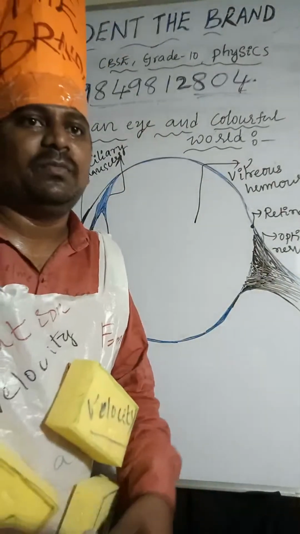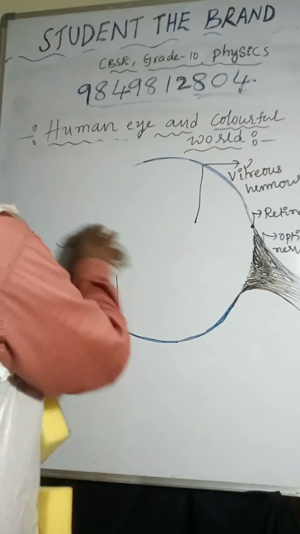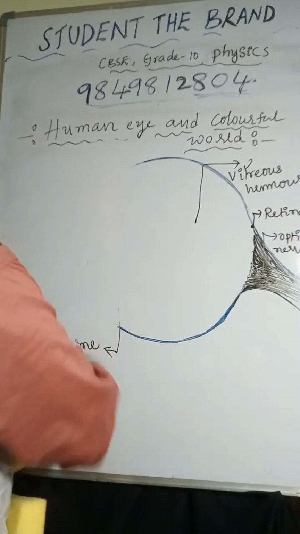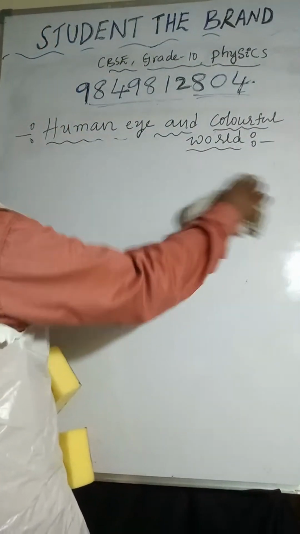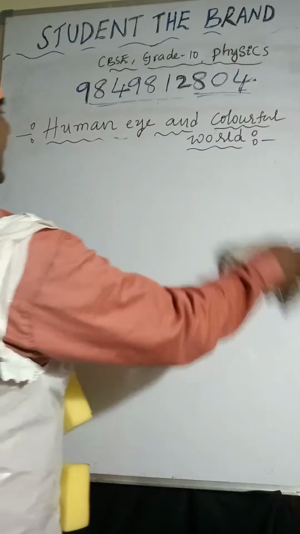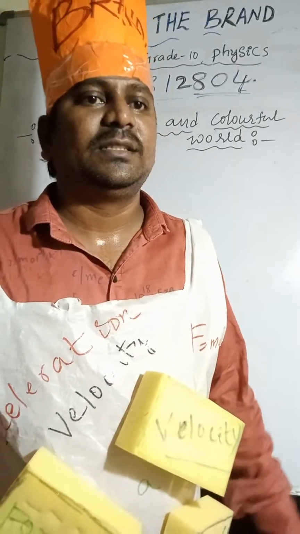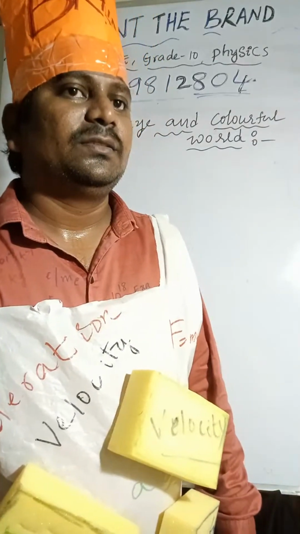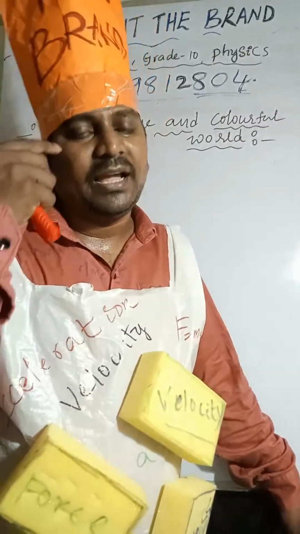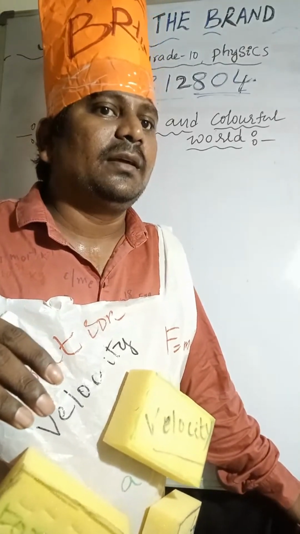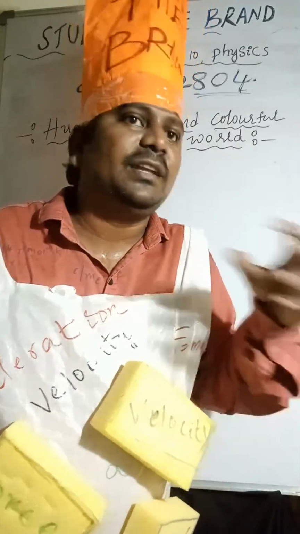Next one, power of accommodation. I already said, it is the ability of the eye lens to adjust its focal length to allow the light to pass inside the eye. Here there are two points, near point and far point. A convex lens is present in our eye. By default, according to the defect, we will wear glasses. In glasses it can be convex or concave, but in our eyes it is a convex lens. That ability is called power of accommodation.